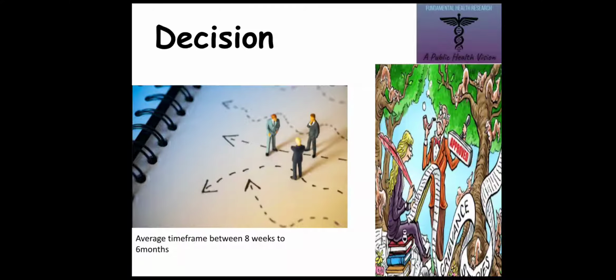In the end, I can say the decision is in the hands of the editor and reviewers. The editor is the main gatekeeper and will decide acceptance or rejection of articles. It is a blind process, which helps to maintain an unbiased decision. On average, the time frame is between 8 weeks to 6 months.